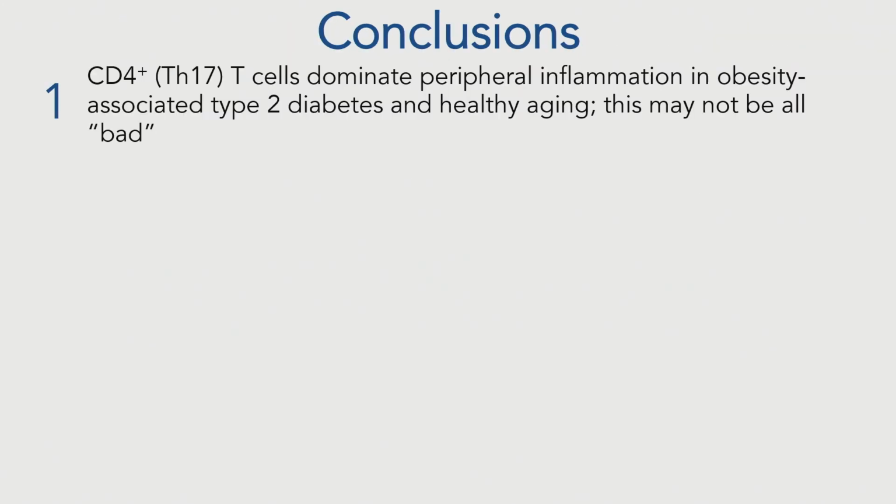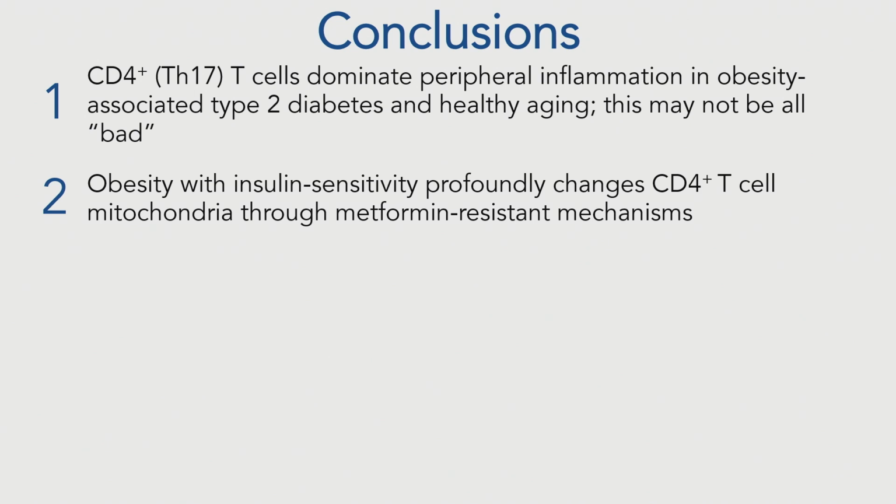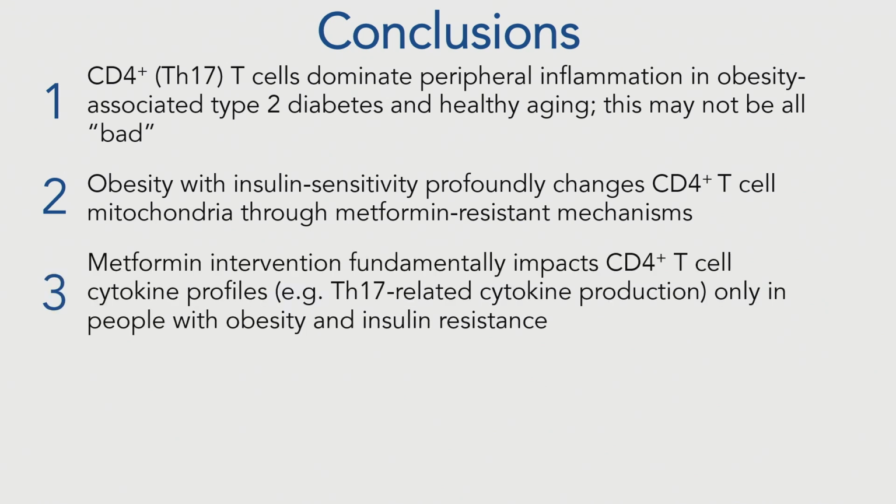All right, so what I've shown you today is, first of all, one immune cell subset. The Th17s of CD4s are dominating peripheral inflammation in obesity-associated type 2 diabetes and healthy aging, but this may not be all bad given the cognitive decline data that I showed you. I showed you that obesity in the context of insulin sensitivity really is profoundly changing CD4 T cell mitochondria, but through mechanisms that are more or less metformin resistant.